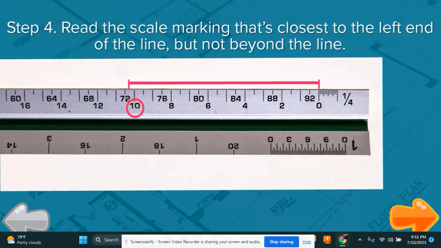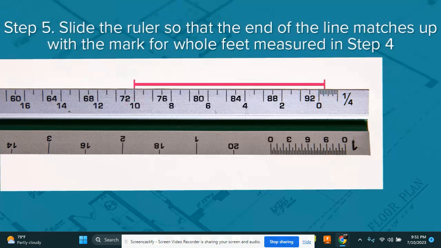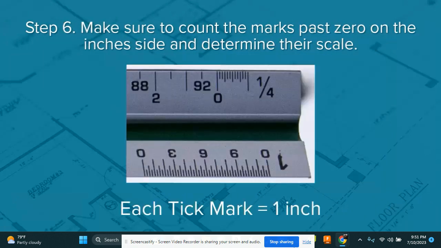Step 5. Slide the ruler so that the end of the line matches up with the mark for whole feet measured in Step 4. Step 6. Make sure to count the marks past 0 on the inches side and determine their scale. As we learned earlier, there are 12 marks, so each mark represents 1 inch.